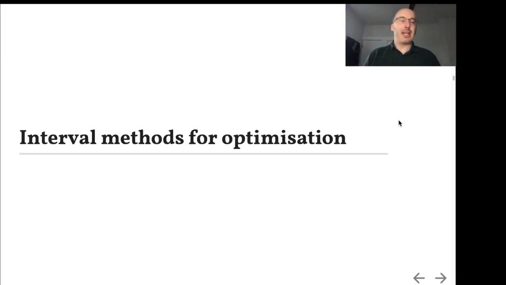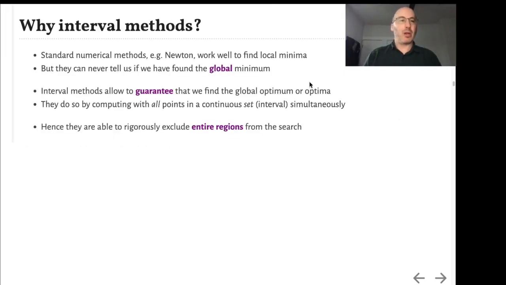Let's look at these interval methods for optimization. How do they work? First of all, why do we even need them? We know that standard numerical methods, for example Newton and gradient descent, work well to find local minima, but they can never guarantee whether they have found the global minimum of a problem. And if we really want the global minimum, then we have to use other methods. And interval methods are one of the only classes of methods which allow us to guarantee in a rigorous way that we have found the global optimum or optima of a problem.